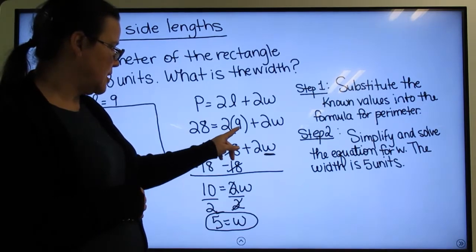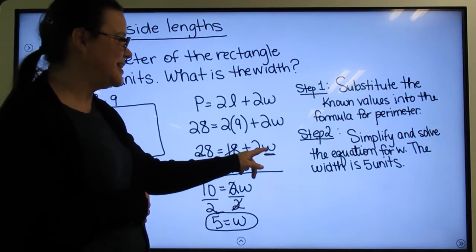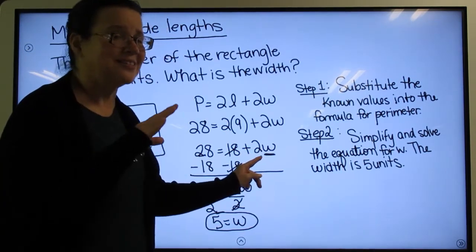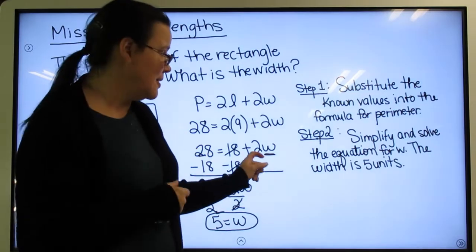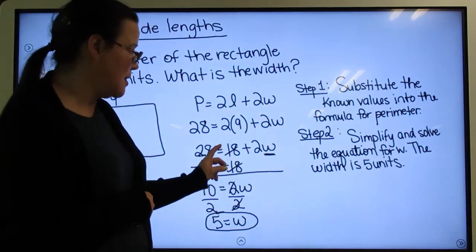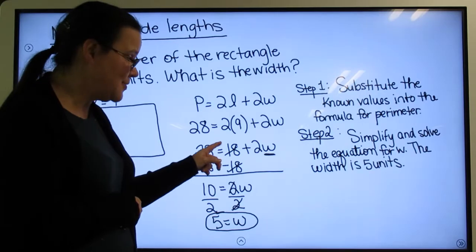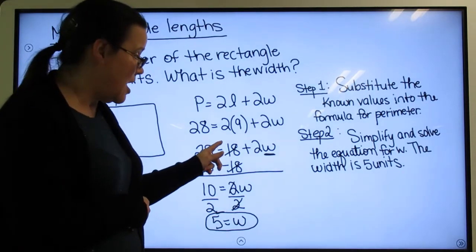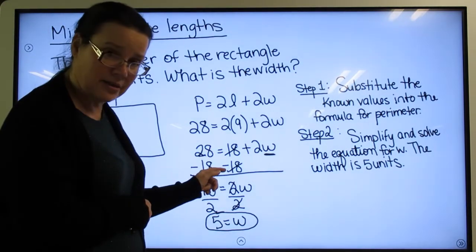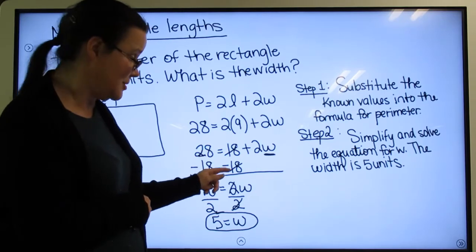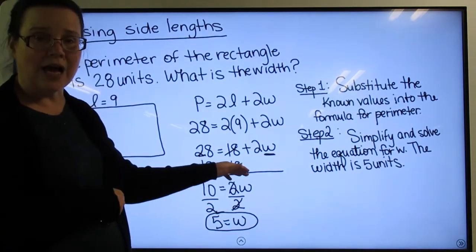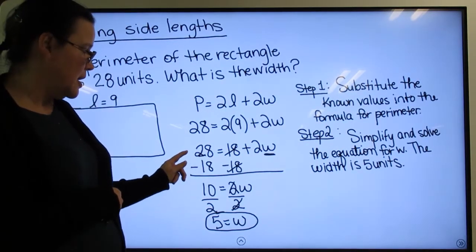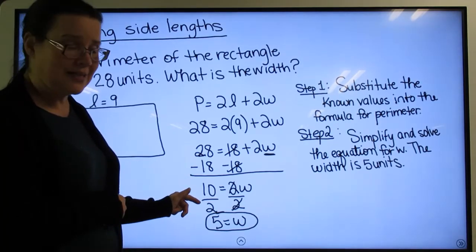So I do 2 times 9 is 18. I want to get that W by itself. Now this is algebraic concepts here. I want to get the W by itself. I'm going to subtract 18. I have to do the inverse operation of the positive, which is to subtract it. Opposite of adding is to subtract. If I do it to one side, I have to do it to the other side. And 28 minus 18 is 10.